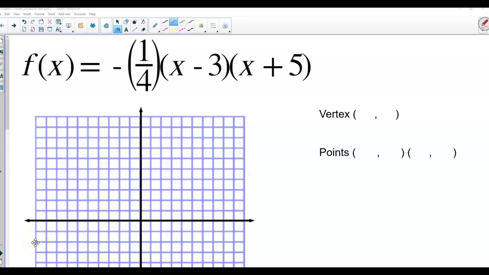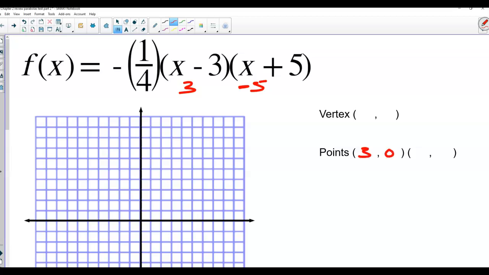Okay, so for these problems, it's usually a little easier to find the points, and a lot of times they're going to be the x-intercepts. Not all, a lot of times, all the times. With this type of problem, you're going to get the x-intercept. So the x-intercept is whatever makes the parenthesis equal to 0. In this case, it's 3. In this case, it's -5.